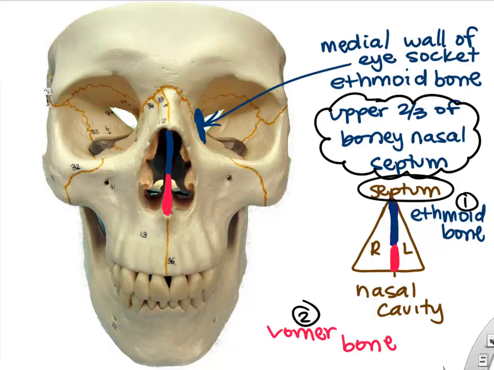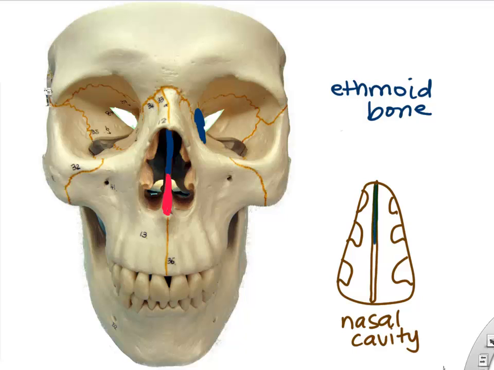The ethmoid bone also makes up the medial wall of your eye socket. It's kind of hard to see there, but we'll see it from some other angles. So it makes up the side wall of your eye socket. Okay, where else can we find some ethmoid bone?